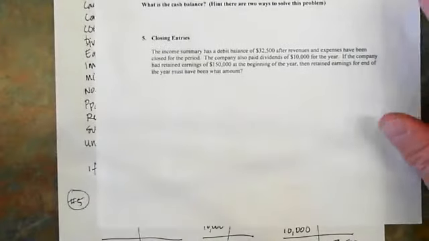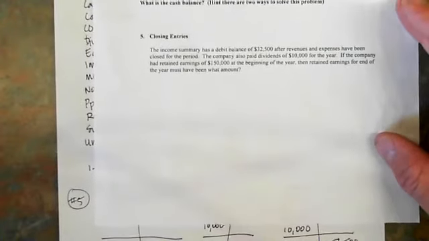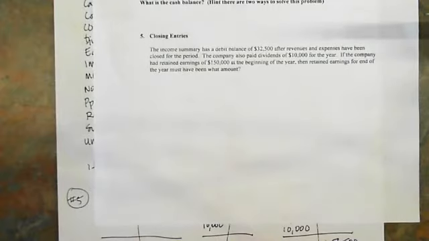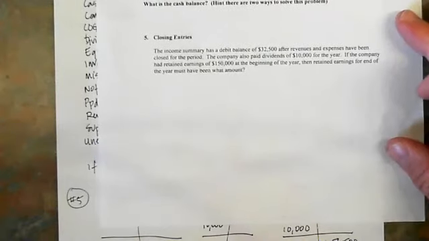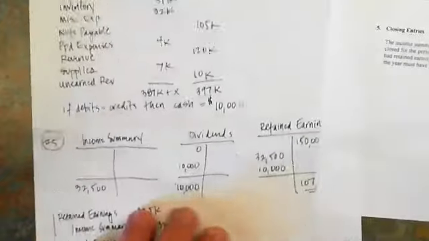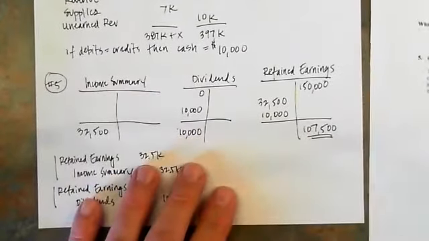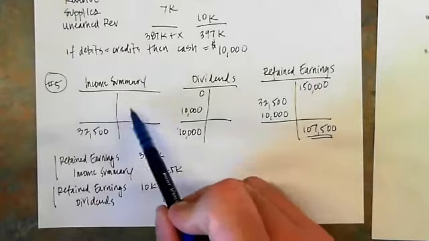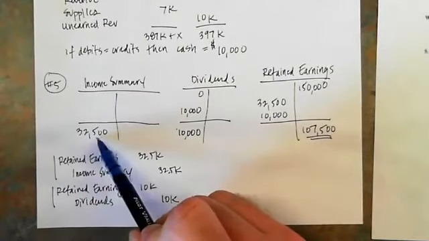And then the closing entry problem isn't too tough of a problem, probably a C plus, B minus problem. The income summary has a debit balance of $32,500. The company also pays dividends of $10,000. If they had retained earnings of $150,000, then what is the end of year retained earnings? Well, I would just go ahead and write the balances out in T accounts so that you see what's going on. We don't know what happened here. We know we just have this $32,500.